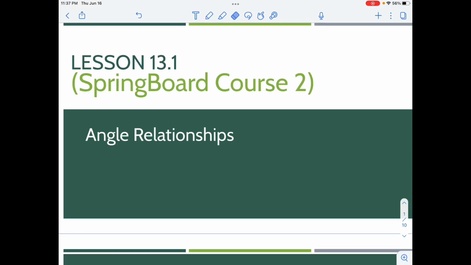Hello everyone, we're going to learn about angle relationships today. This lesson is coming from our Springboard Course 2 book in lesson 13.1.